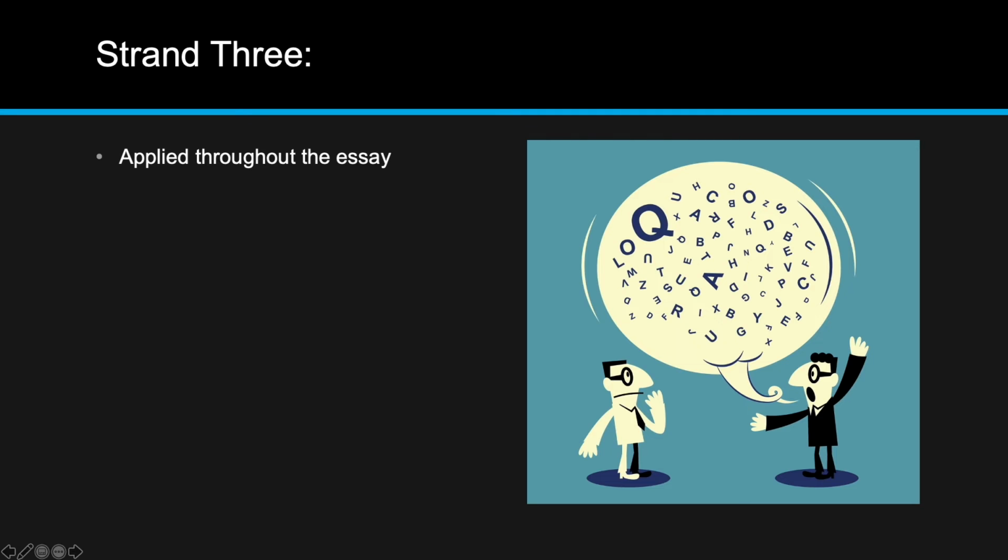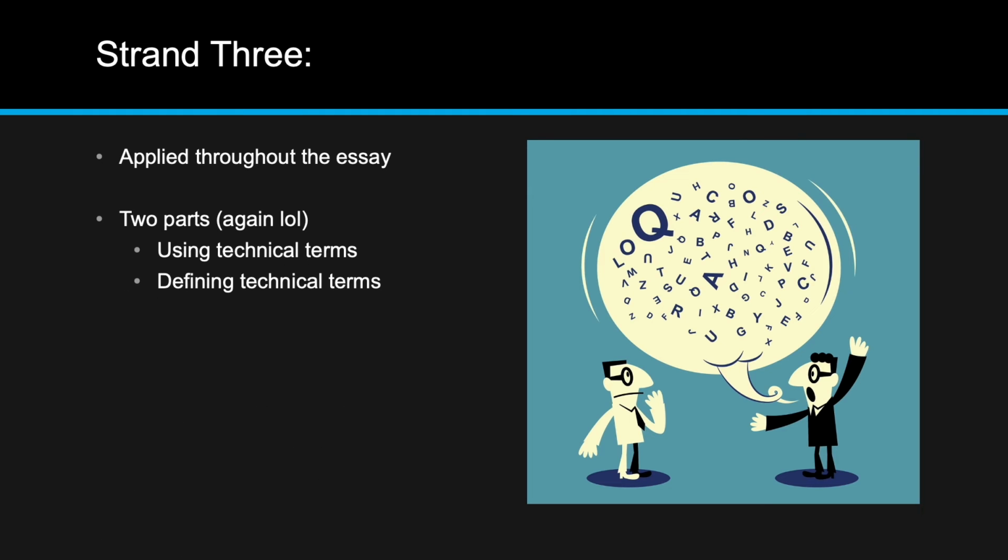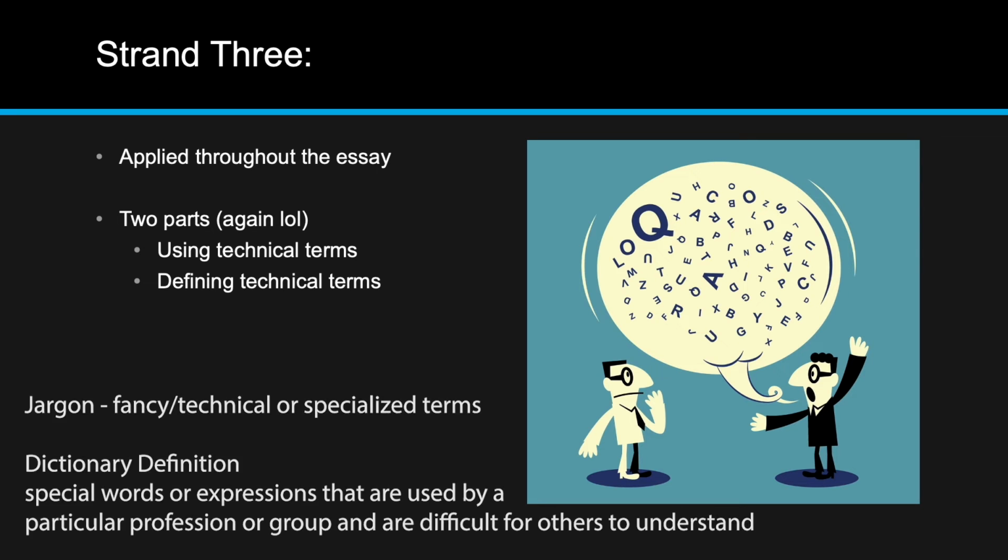Strand 3 is applied throughout the essay. This strand can be split into 2 parts: using technical terms and then defining technical terms. In any subject of study, there will most certainly be jargon or special words that are used by a particular profession or group. In the case of your essay, these will be scientific terms that pertain to your subject of study.